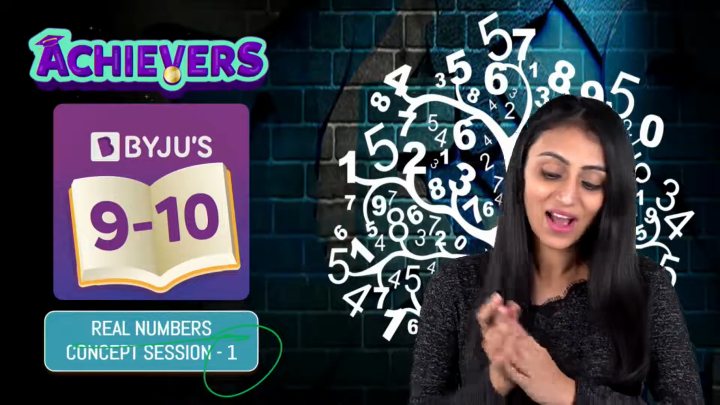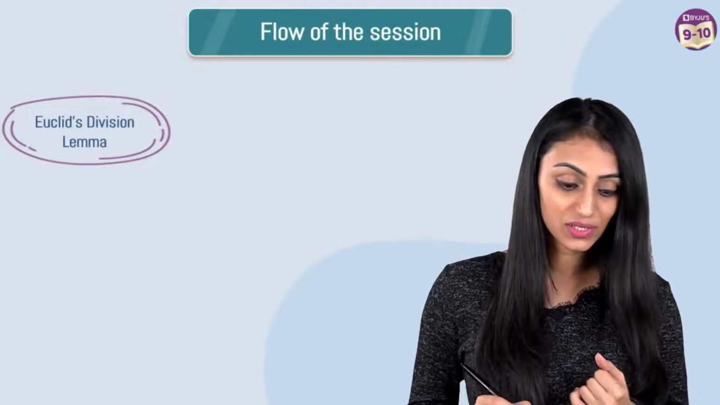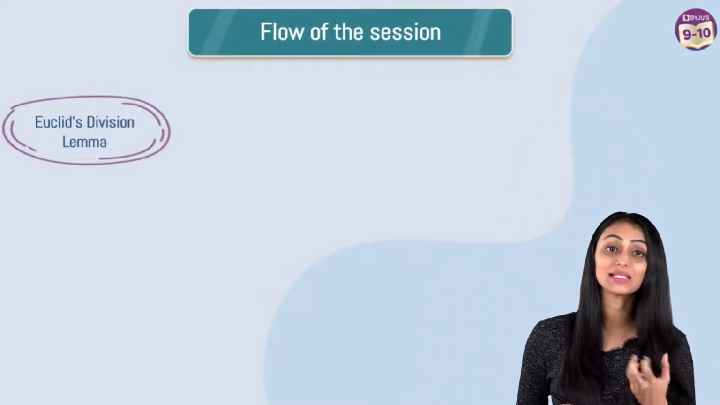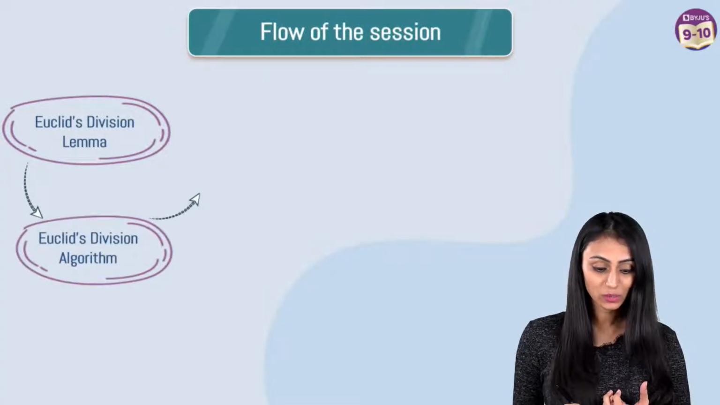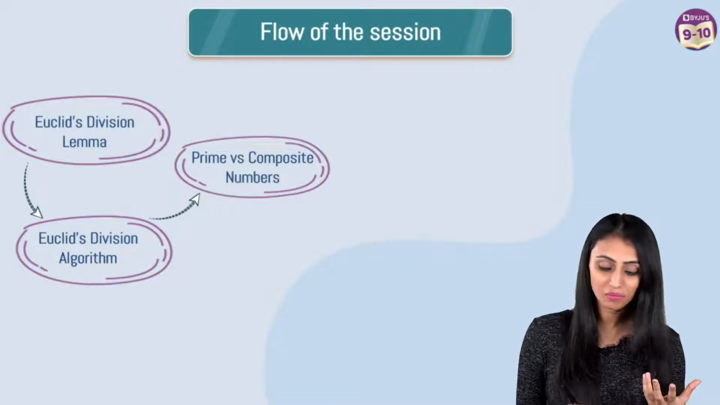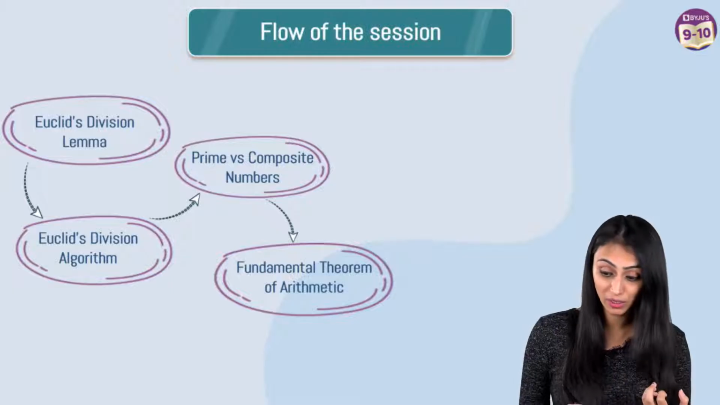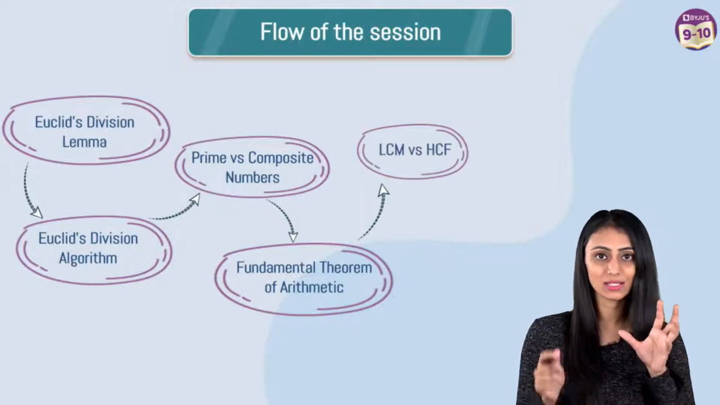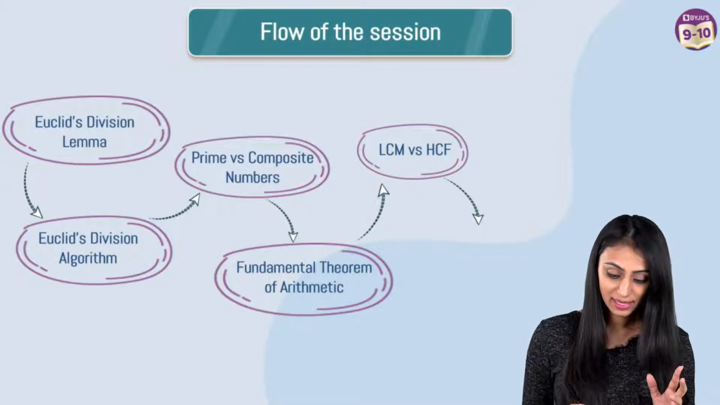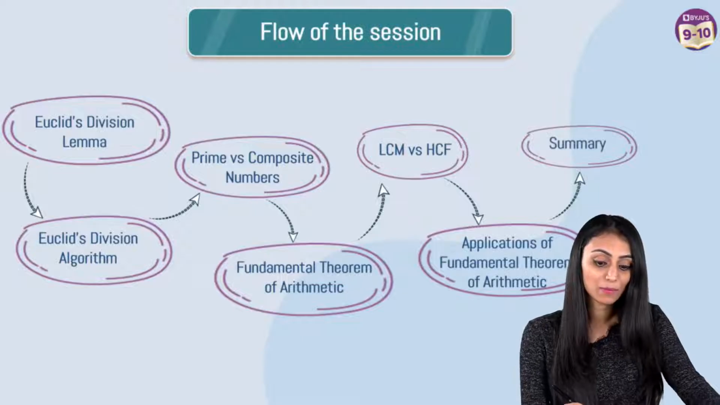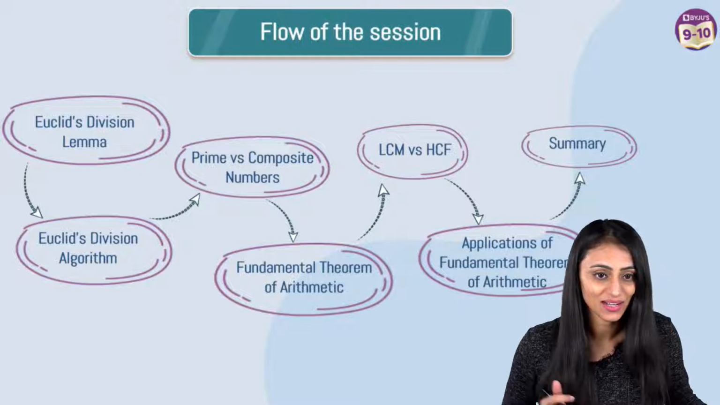First let me walk you through the flow of the session. We will start with Euclid's division lemma, followed by Euclid's division algorithm. Then we will discuss the difference between prime numbers and composite numbers, and after that the fundamental theorem of arithmetic. Then we will learn the difference between HCF and LCM. We all know how to find this out though. At last, we'll talk about applications of the fundamental theorem of arithmetic, and then take a quick look at the summary.